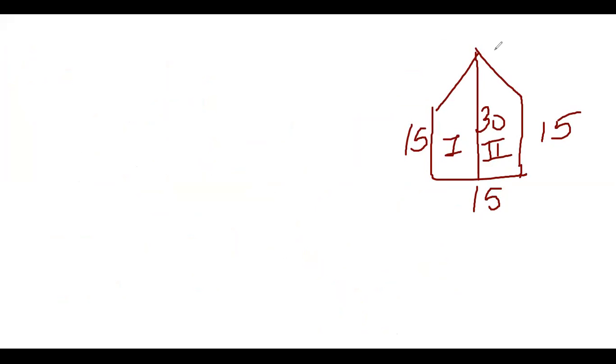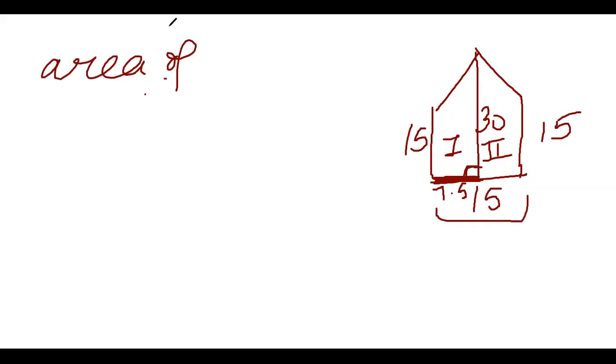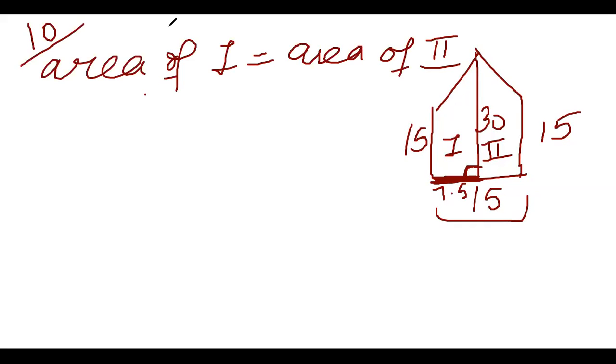And what will be the height here? This will be the height now. You can say this is straight, and this total is 15, then half will be 7.5, or you can say 15 upon 2, right? This will be 7.5. So let's find out the area now. Area of 1, which will be equal to area of 2, right? Which is a trapezium.